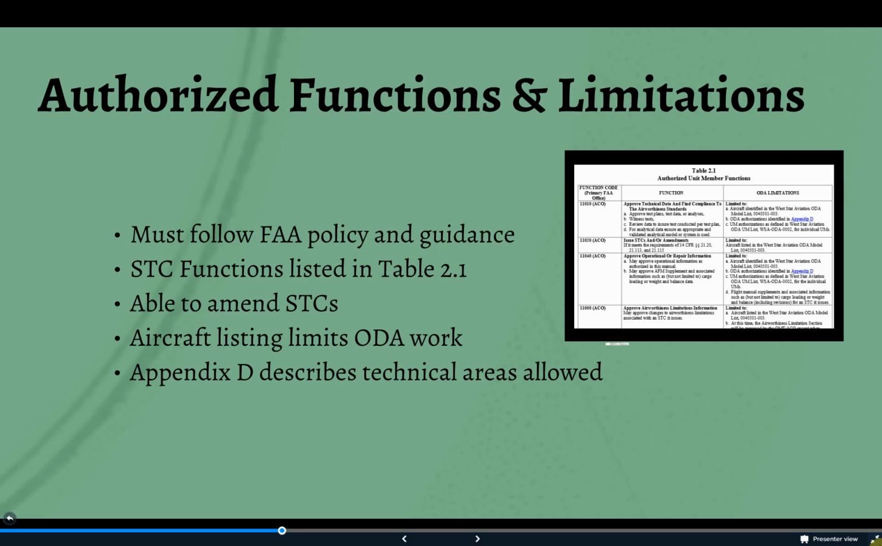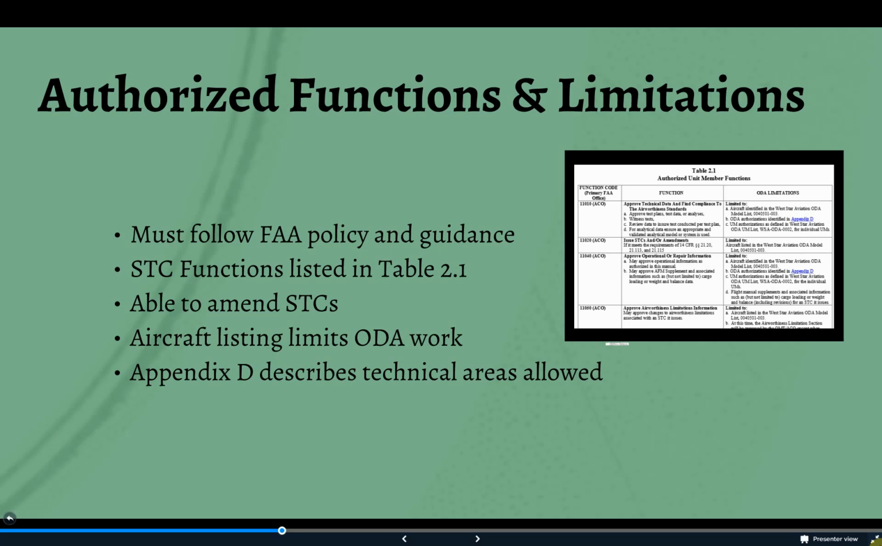Having STC authority means that Westar, through its unit members, is able to approve technical data, operational and repair information, major alterations to the STCs it's issued, airworthiness limitations, as long as there are no changes, establish conformity inspection requirements, conform articles, test setups and installations, perform compliance inspections, accept ICA, issue standard and special airworthiness certificates, and when all of that is accomplished, issue an STC certificate.